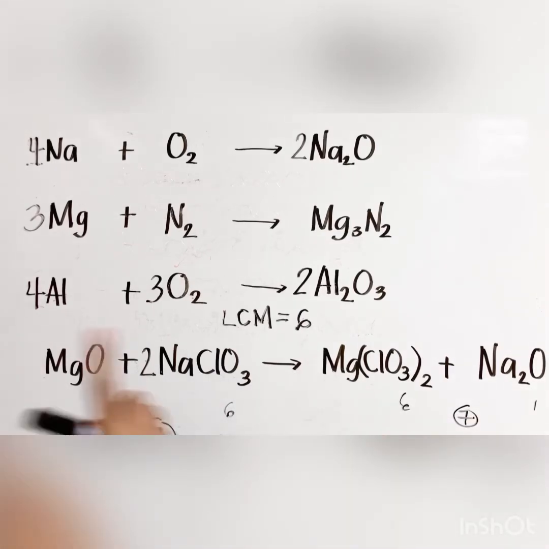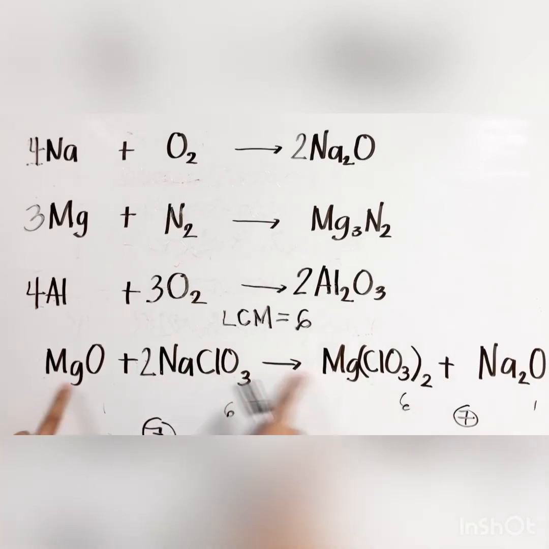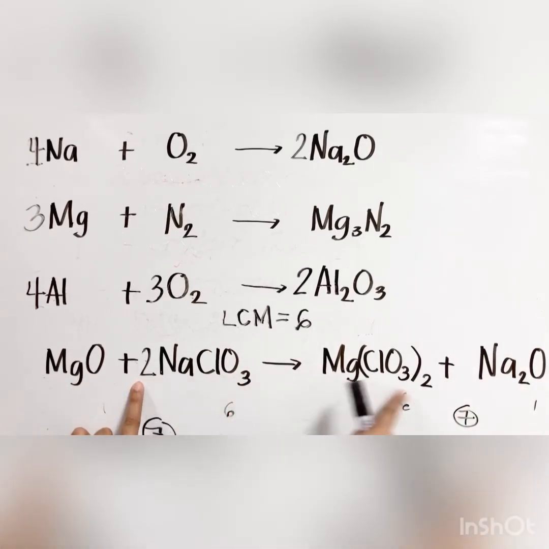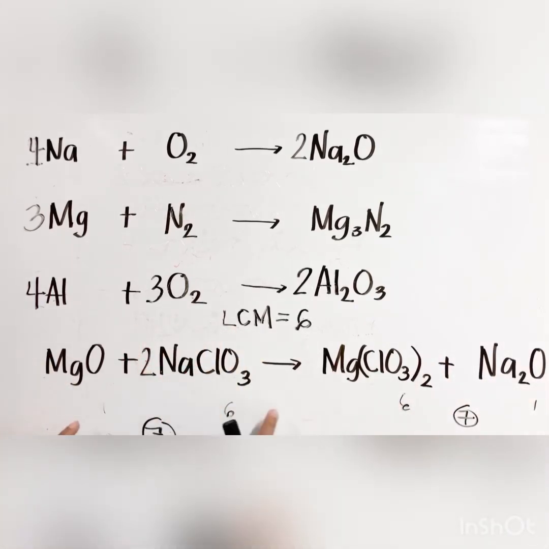It's already balanced. Let's check. 1 Mg, 1 Mg, 2 Na, 2 Na, 2 Cl, 2 Cl. Oxygen is 6 plus another oxygen, 7 on that side. Make sure we also have 7 oxygen on this side. So this is 2 times 3, 6 oxygen plus another 1, that's 7 oxygen. The equation is balanced.